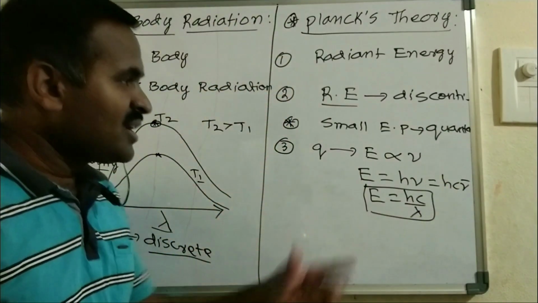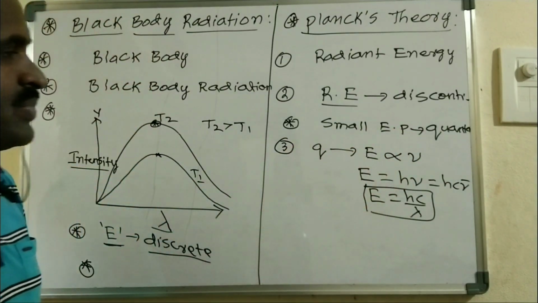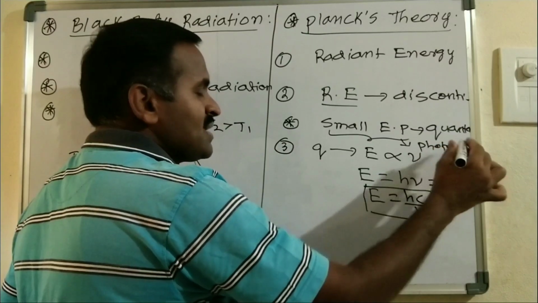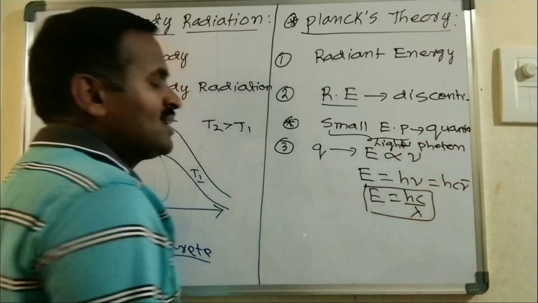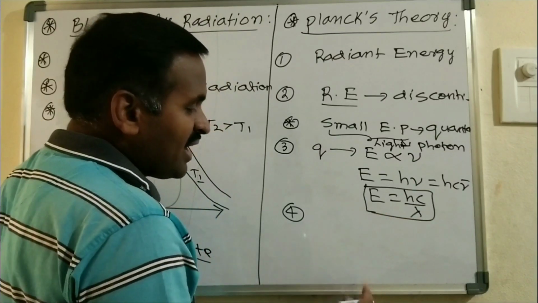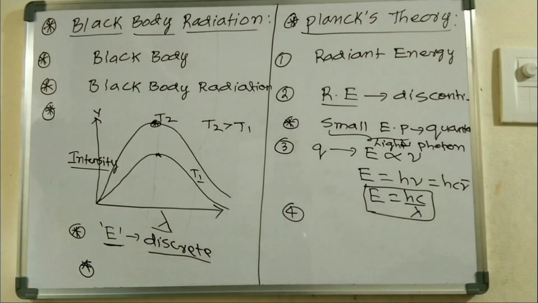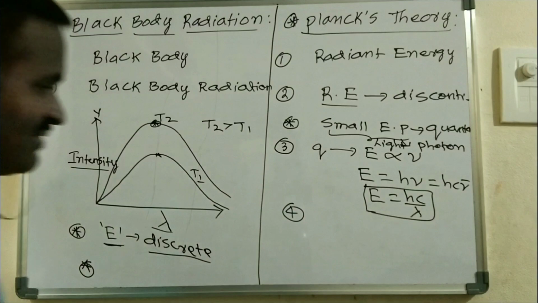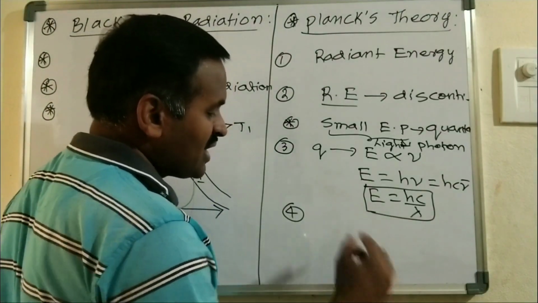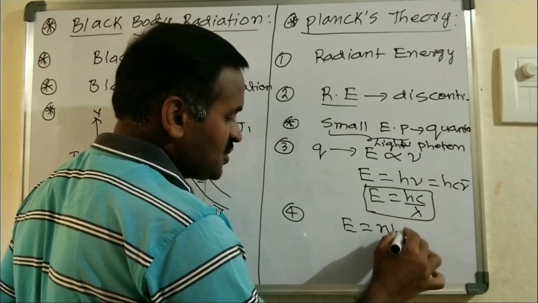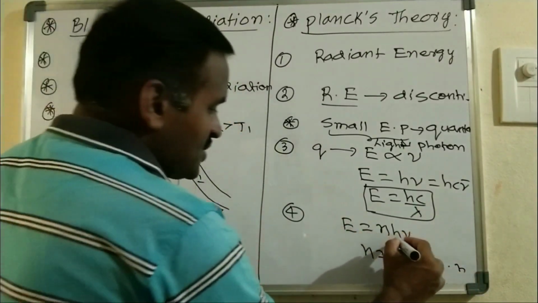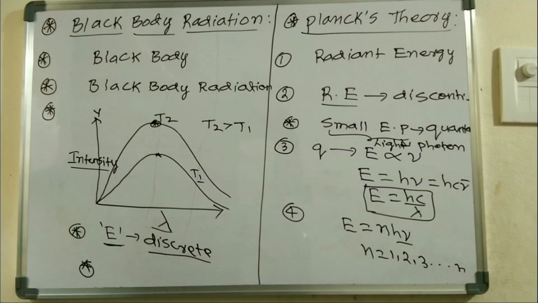In the case of light, we call the smallest energy packet a photon. The fourth assumption is that the energy absorbed or emitted by the black body is always an integral multiple of its quantum. Mathematically, we can write E equals n h nu, where n equals 1, 2, 3 and so on. So h nu is the quantum energy. This is Planck's theory.